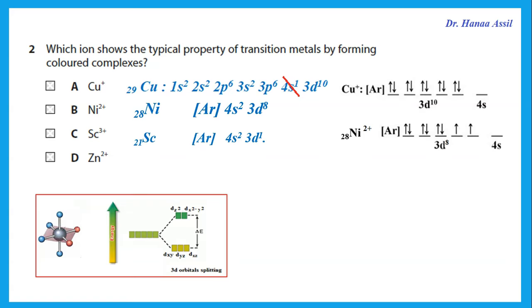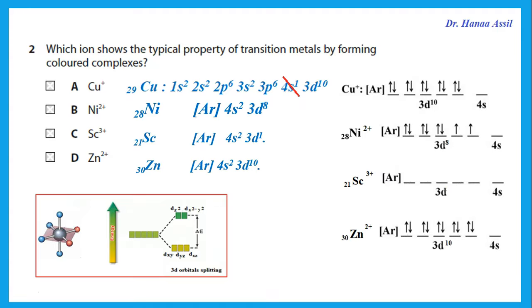Scandium is 21, 4s2 3d1, and that means if I say scandium 3 plus, I have lost the 2 electrons in the 4s and that electron in the 3d. So scandium 3 plus actually has an empty d sublevel, so no electrons to absorb energy and jump to a higher energy level. So scandium 3 plus is not colored.